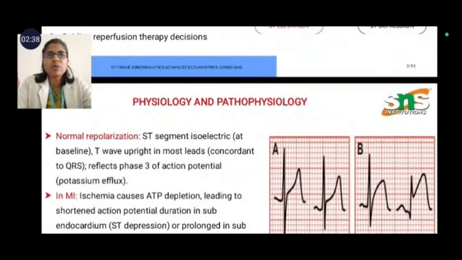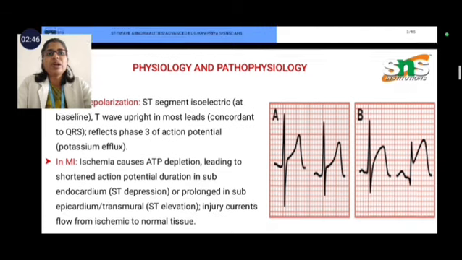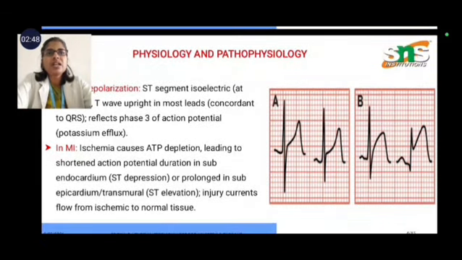The physiology is about normal repolarization, that is, the ST segment is on the isoelectric baseline, which is normal, and the T wave is upright in most leads. It reflects phase 3 of the action potential, which is potassium efflux in the cells.